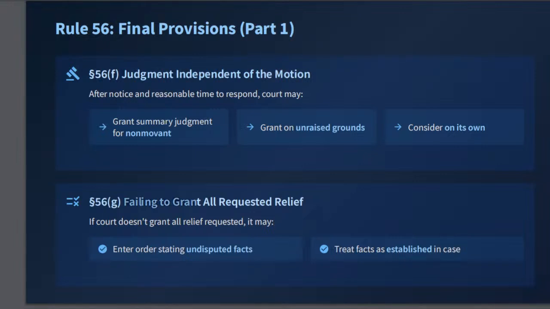56G, failing to grant all requested relief. If a court doesn't grant all the relief requested, it may enter an order stating undisputed facts or treat the facts as established in the case. So those are judgments that are independent of the actual motion for summary judgment, at the discretion of the judge here.